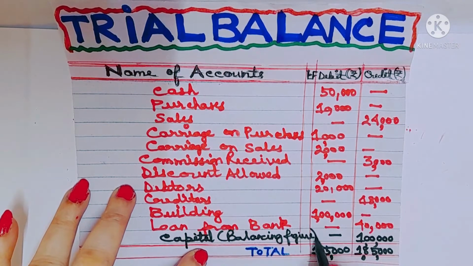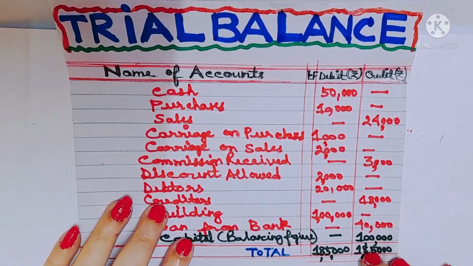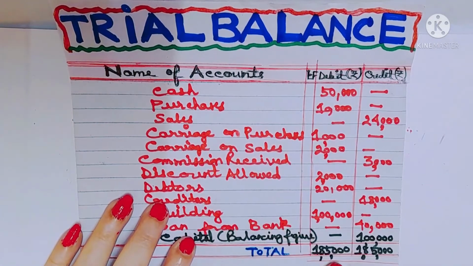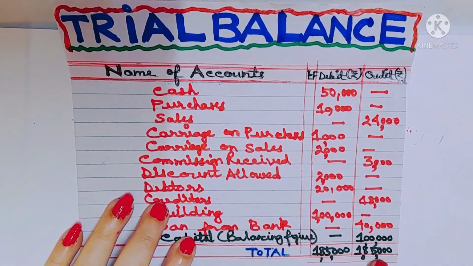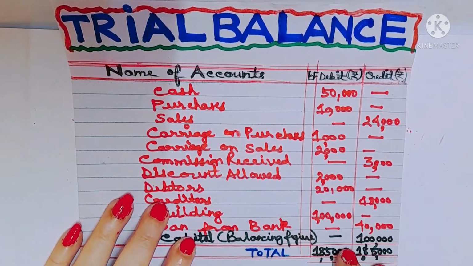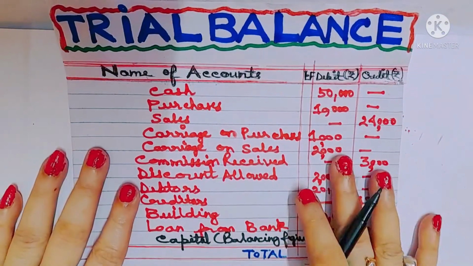So now the trial balance did tally because the total of debit column is 1,85,000 and the total of credit column is also 1,85,000. So the total of debit column is equal to the total of credit column. Understood? I hope you understood.